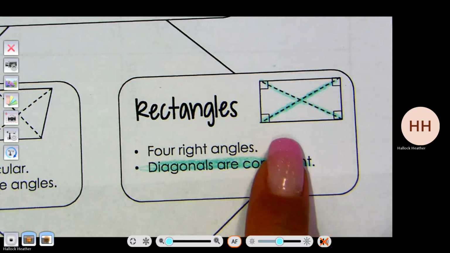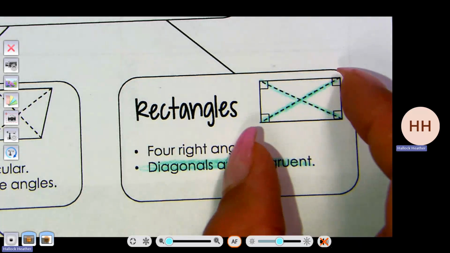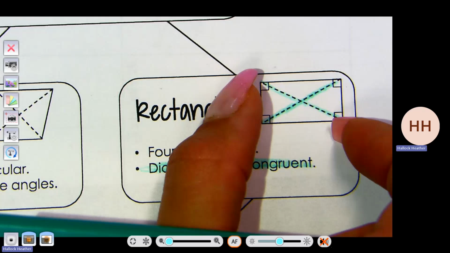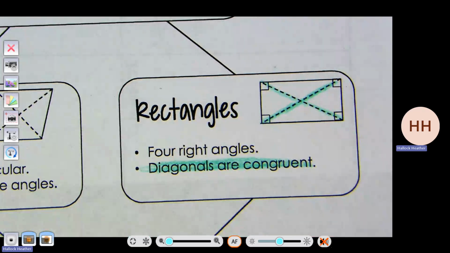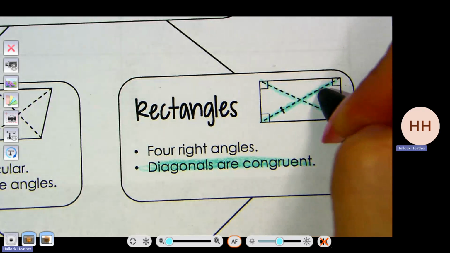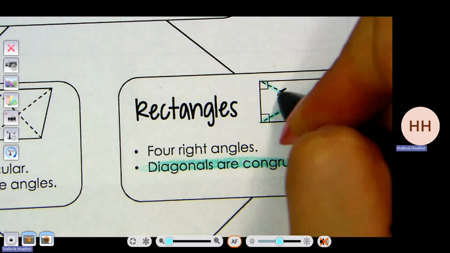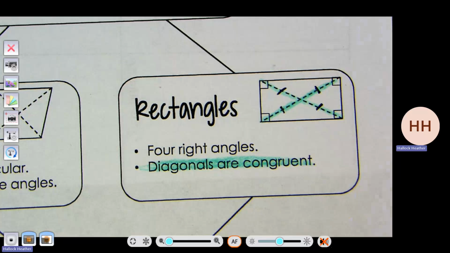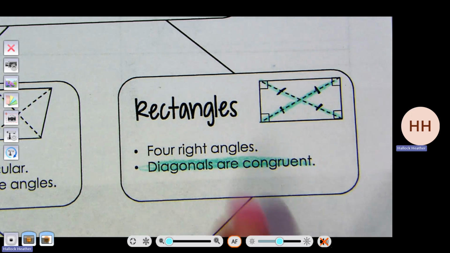So your diagonals are congruent. So if I knew one of the diagonals was 10, automatically the other one would also be 10. They also bisect each other. So using your pencil, I want you to put little tick marks. This is congruent to this, which is congruent to this, which is congruent to this. So if I know each one of those little tick marks was 5, all the other tick marks would also be 5 to make a total of 10 for your diagonals.